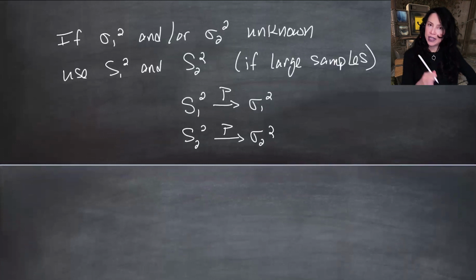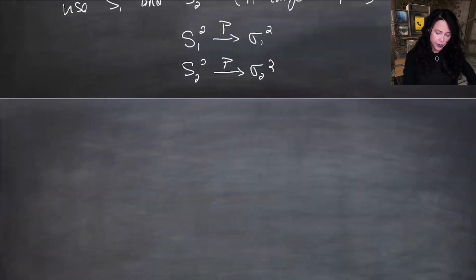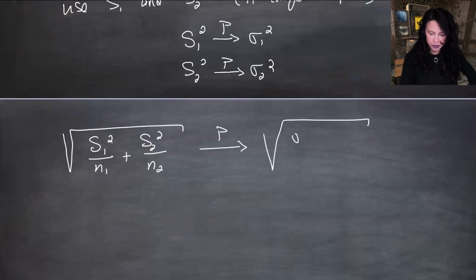And in fact, the grad students on the current homework have to show a little more than that. So I'll talk about this at the beginning next time, but we can show that the square root of s1 squared over n1 plus s2 squared over n2 is converging in probability to the square root of sigma 1 squared over n1 plus sigma 2 squared over n2.